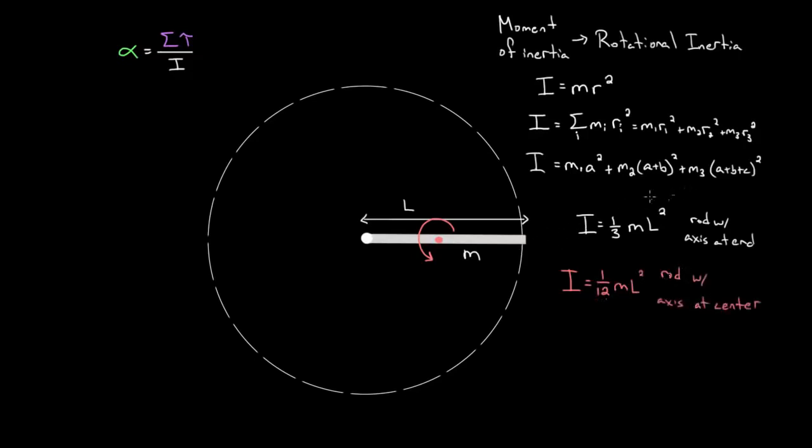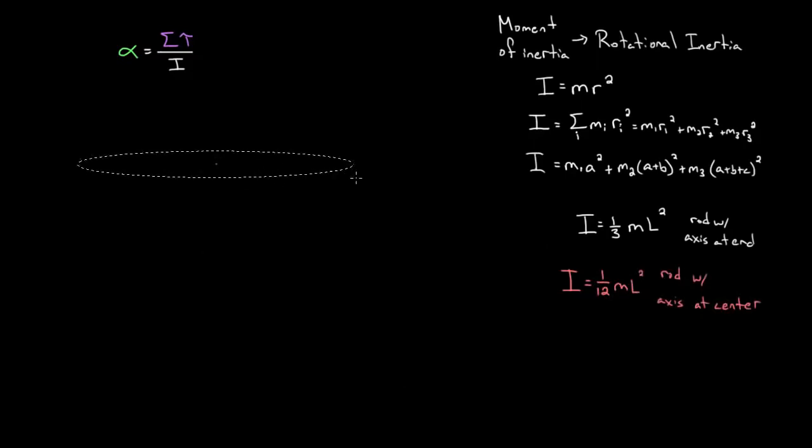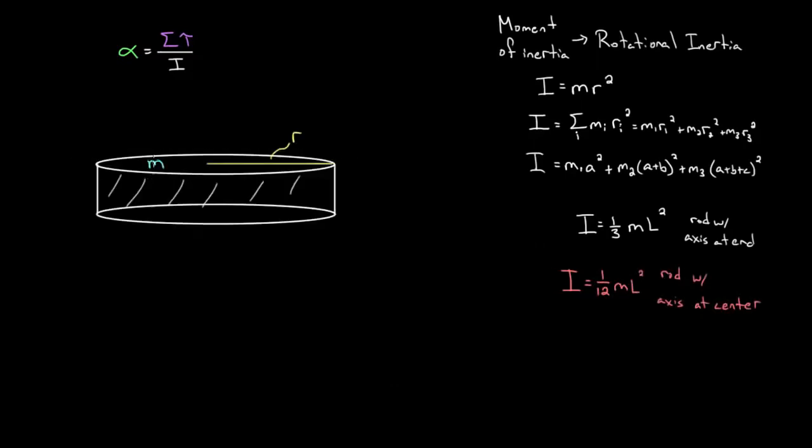So what's another common geometry? Well, if we get rid of that. Another case that comes up a lot is a cylinder, or sometimes it's called a disc. So let's say you have a cylinder, a solid cylinder of mass m, and it has a radius r. What would this moment of inertia be? Well, you can probably tell by now.